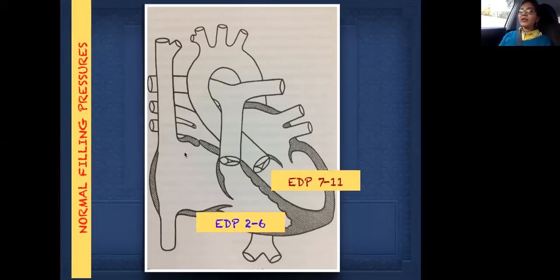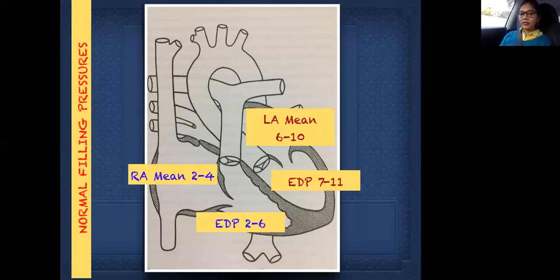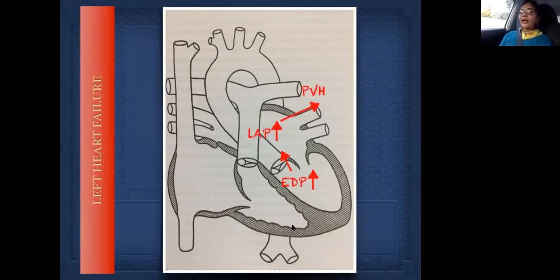So what are the normal filling pressures? The normal left ventricular end diastolic pressure is around 7 to 11 millimeters of mercury. On the right side, it is around 2 to 6 millimeters of mercury. And if you look at the left atrial pressures, the mean pressures are 6 to 10. The mean pressures closely reflect the left ventricular end diastolic pressure. Similarly, the right-sided atrial mean pressures reflect closely the right ventricular end diastolic pressure, because we know that they communicate in diastole. So what happens in heart failure?